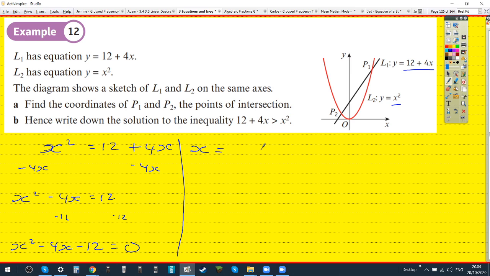1x squared, minus 4, minus 12. So x1 is 6, x2 is minus 2. That's it. And so which is which? x1 is 6 is P1 and the other one's P2. Yeah. So that's 6, that's minus 2. And then part B.